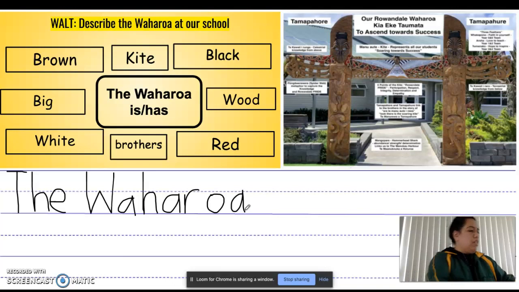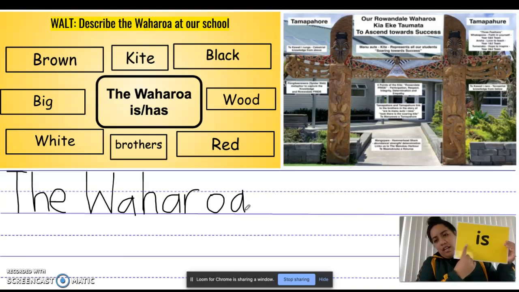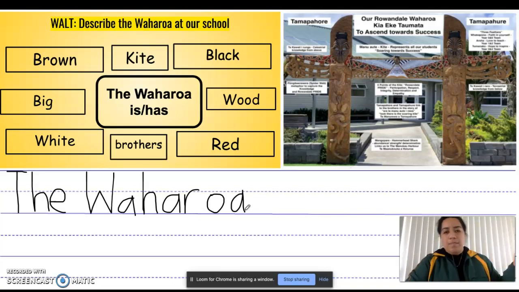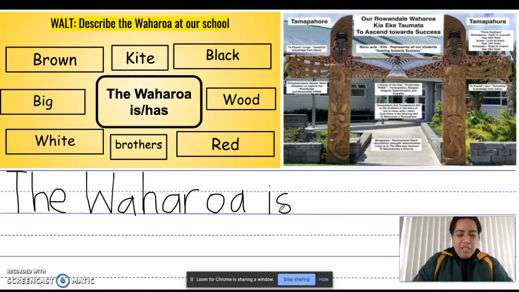is. Do we know the word is? Let's have a look. Is. Oh, yes. Is. The Waharoa is. What do I want to say? The Waharoa is big. Let's write the word big. B. Oh look, big is here. But do we need a capital B when it's in our sentence, or a little b? Yeah, we need a little b.